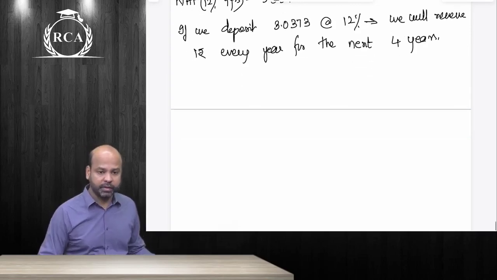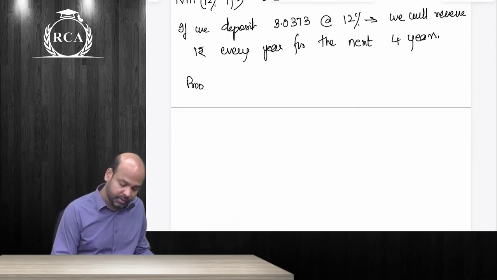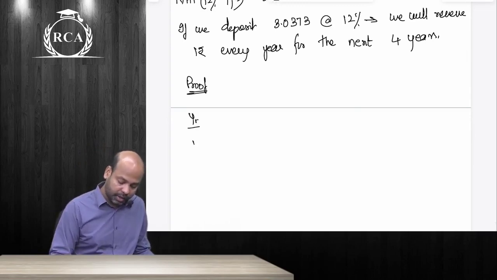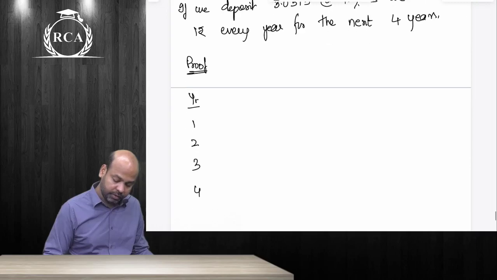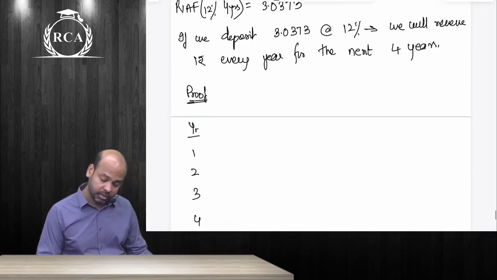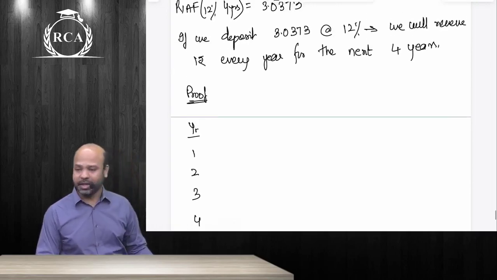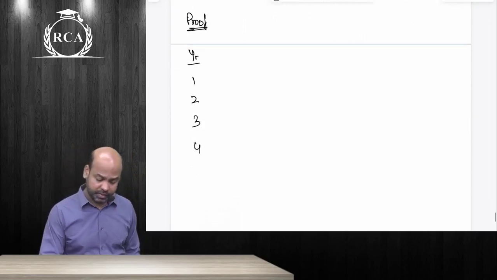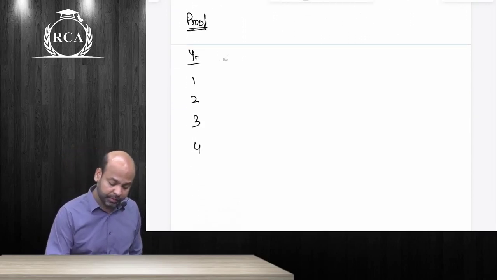Understood, guys? Write the proof of this, beta, the calculation. You'll have to show calculations for how many years? 4 years. Start with, did you write that sentence? Start with what, beta? What was the balance? 3.0373. The banker is going to give us interest at the rate of 12%.